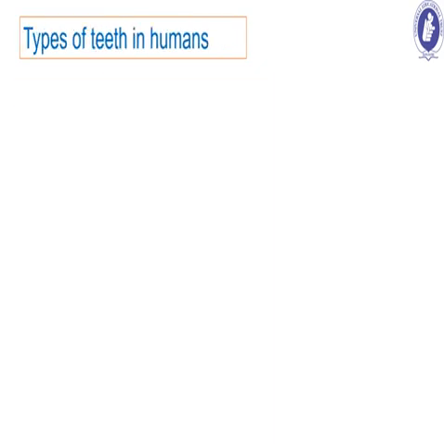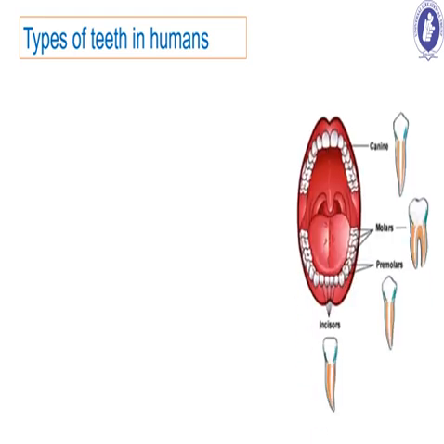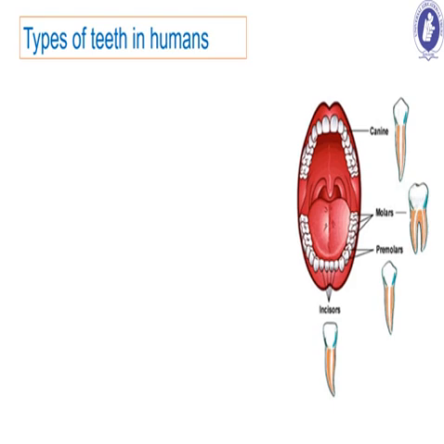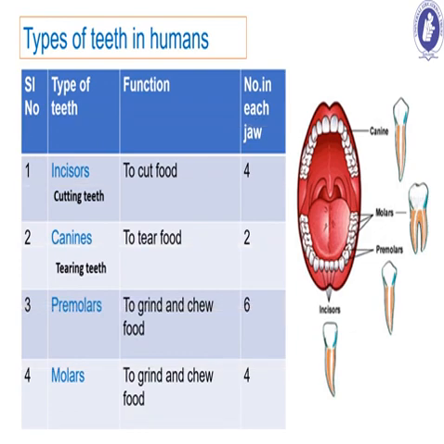Which are the different types of teeth in humans? This you have learned in your lower classes. Incisors, canines, premolars and molars. Incisors are also called cutting teeth as they help us to cut our food. In this picture, you can see the arrangement of our teeth in the upper jaw as well as in the lower jaw. So incisors are present in the front side of our mouth, right? So they are also called front teeth. Since they help with cutting food, they are called cutting teeth.